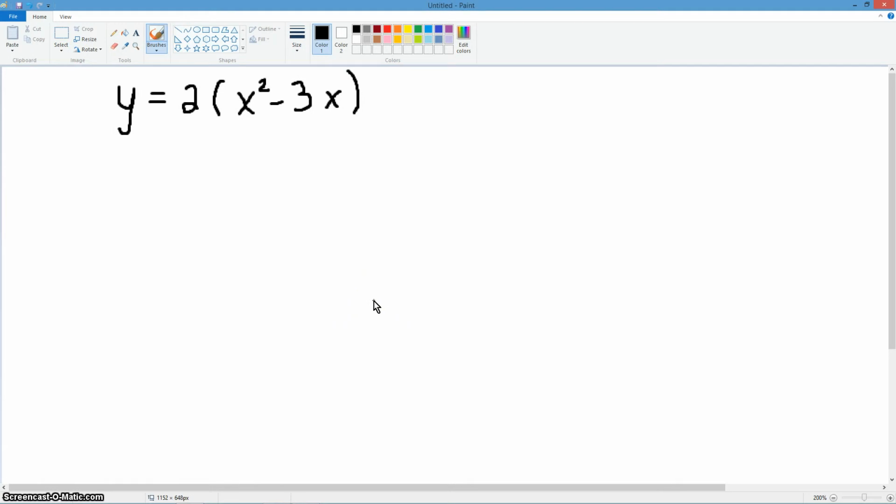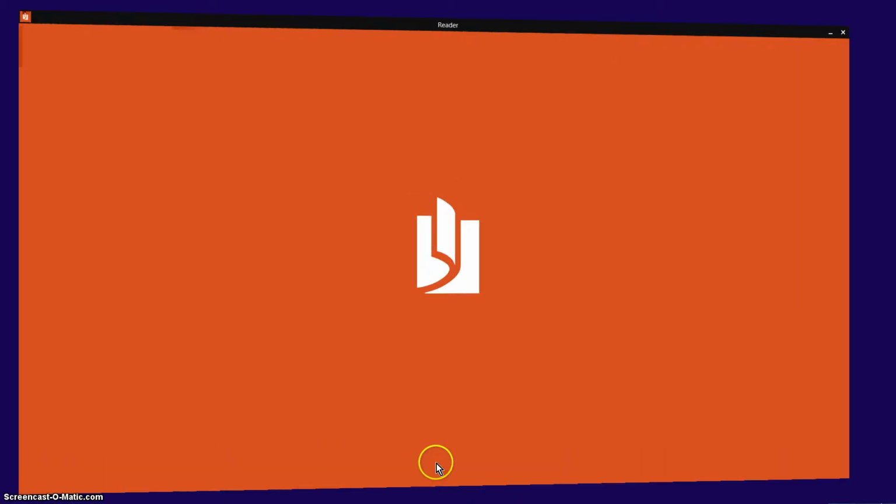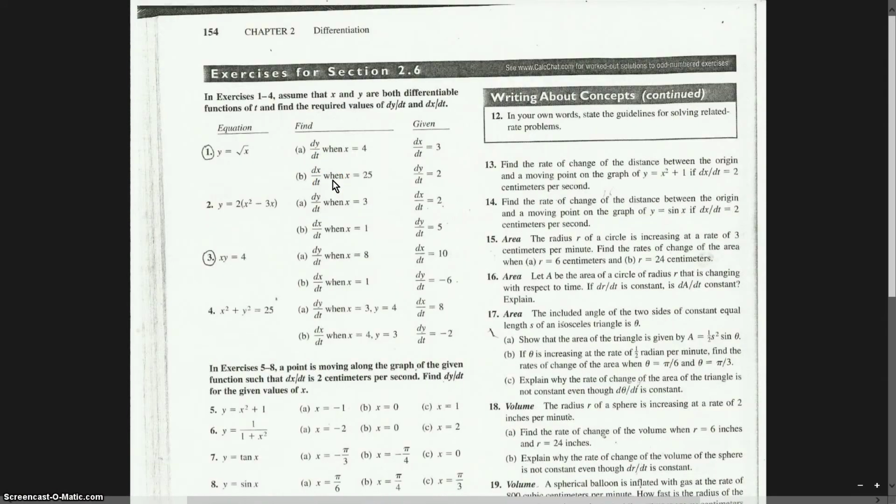Alright guys, so we're going to go ahead and work in the copy that I handed you yesterday in regards to related rates. So if you don't remember, it's the copy that looks like this right here. And we did number 1 and number 3 yesterday, so we are going to do 2 and 4 today. And we're just going to stick with the A part. We're just going to do the A part for both of those.